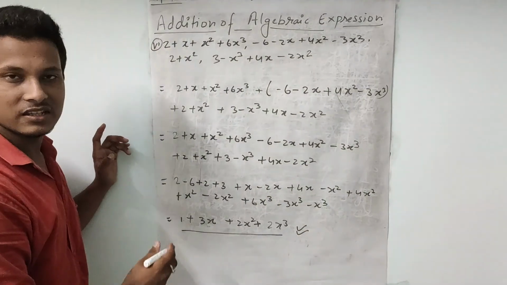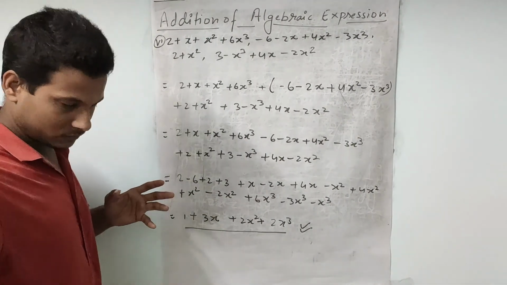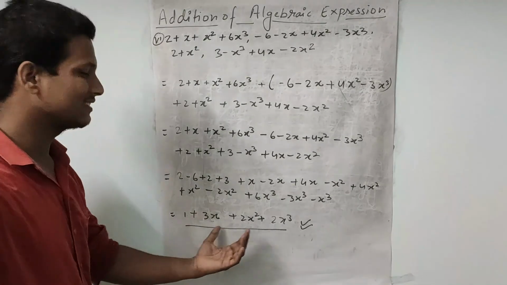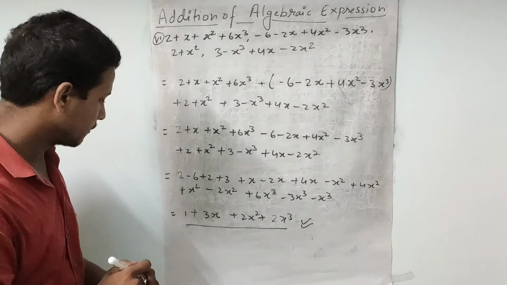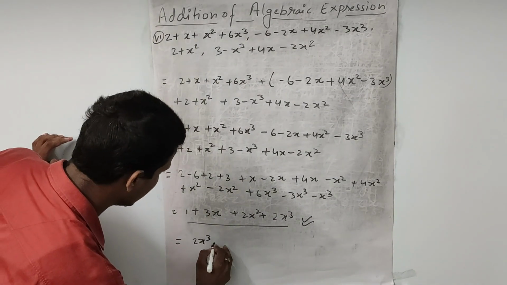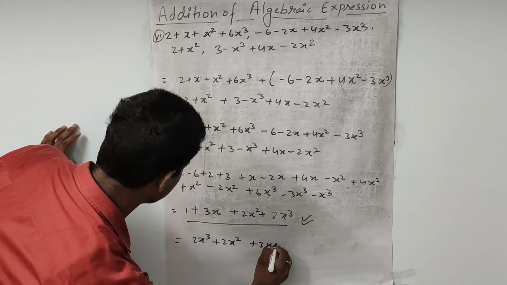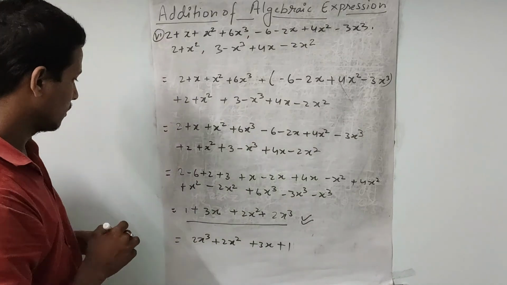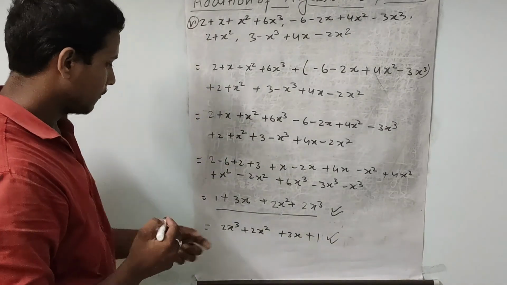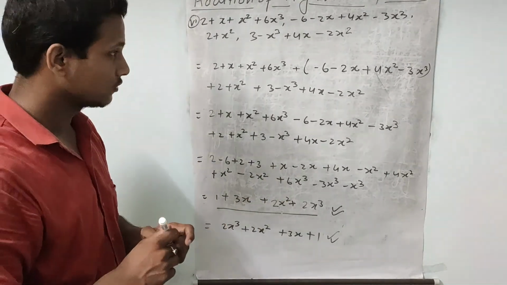But we can arrange it. We can arrange the terms in order from higher power to lower power. So 2x cube will be there, then 2x square, okay, then 3x plus 1. We are rearranging the terms, and that is also correct. If you write this, then your answer will also be correct.